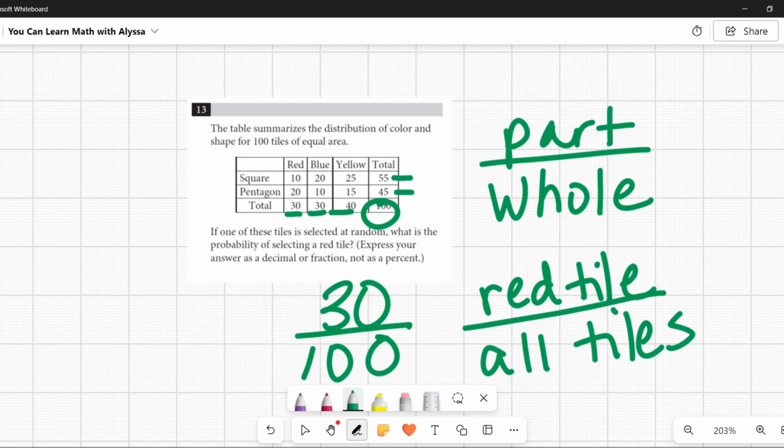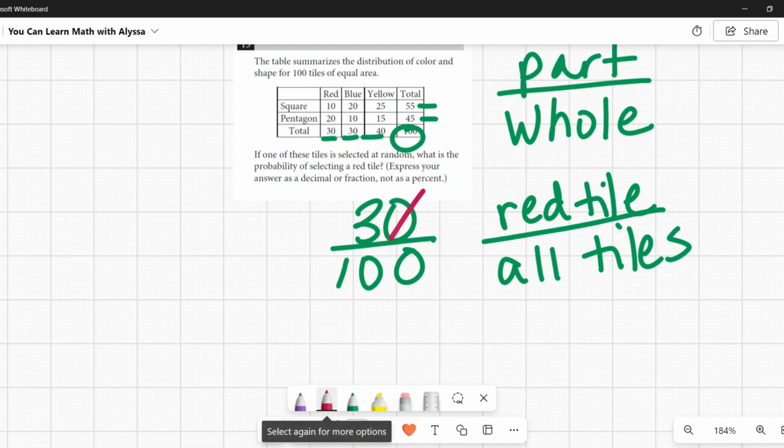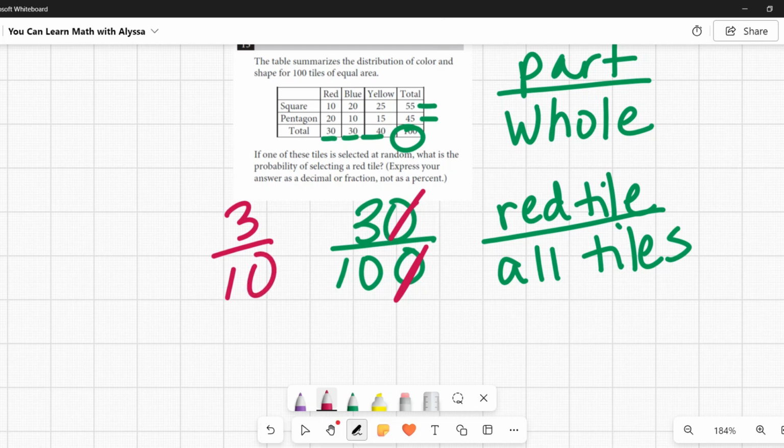And they want your answer as a decimal or a fraction. So 30 over 100 can be simplified. You divide both of them by 10. It becomes 3/10. So that would be my fraction. And if I wanted to express that as a decimal, it would be 0.3.